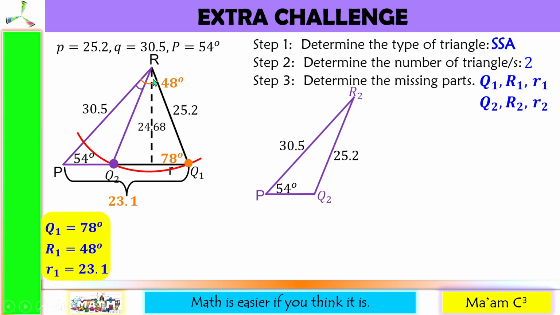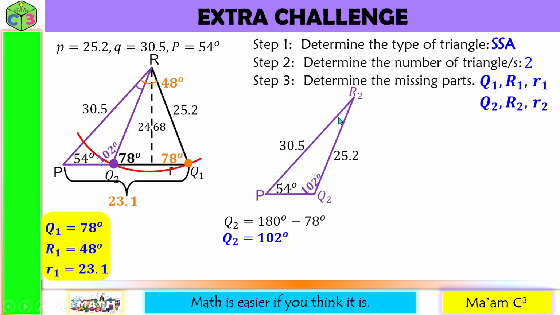Since this is an isosceles triangle, if this is 78 degrees, this angle here is also 78 degrees. And you have learned that adjacent angles are supplementary. So I can solve Q sub 2, that is equal to 180 degrees minus 78. That is equal to 102 degrees. So Q sub 2 here is 102 degrees. Let me write it here as well, 102 degrees.